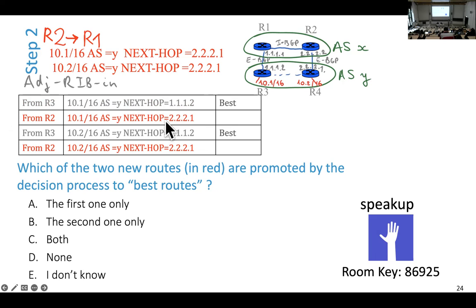Now R1 should make a decision, because per destination we have two possible acceptable routes. For 10.1, we have a route where the next hop is 1112. For the same destination, we have another route where the next hop is 2221. Same thing for the other. Now I'm asking you, after the decision process, which of these red routes, the routes that we have obtained from R2, could become the best route? Given the same sequence that I showed you before, the common sequence.